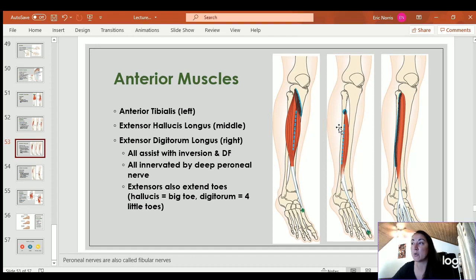And then, of course, extensor hallucis longus helps extend the big toe. Extensor digitorum helps extend the 4 little toes. And the peroneal nerve is also called the fibular nerve. So if you would rather call it that, just understand the words are interchangeable so you don't get confused. Peroneal nerve is also called the fibular nerve.